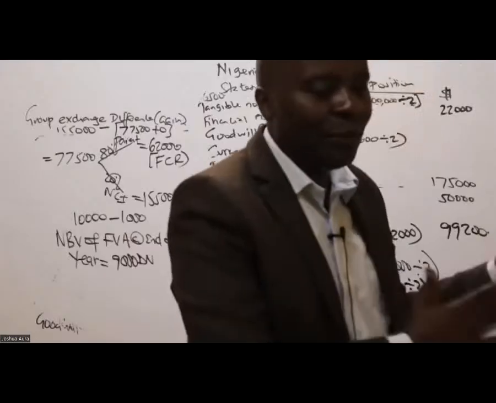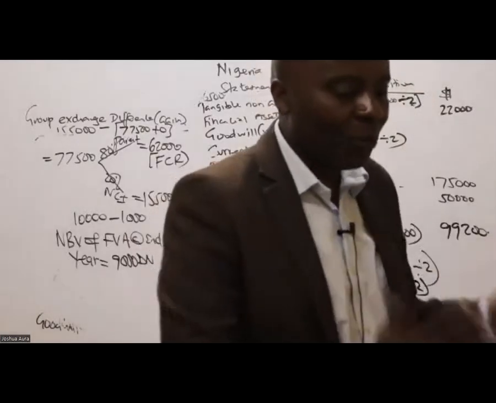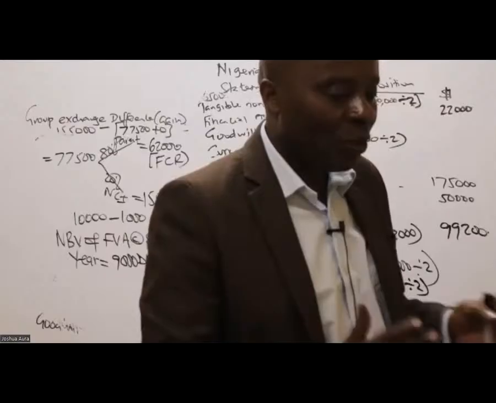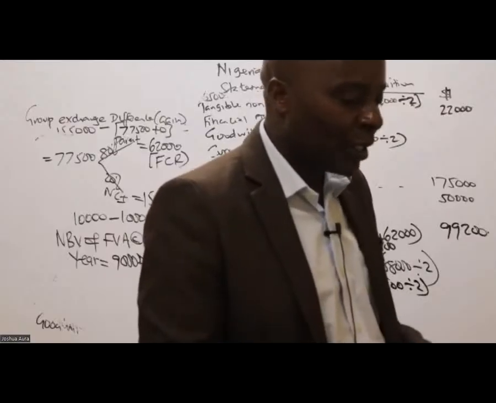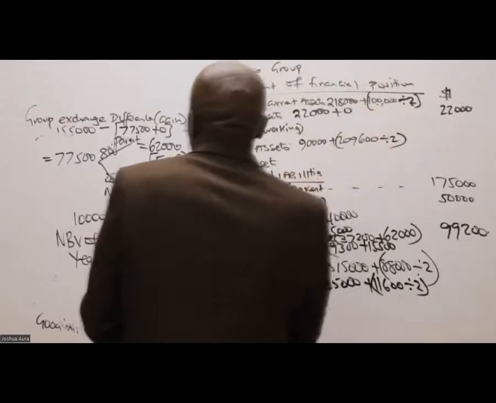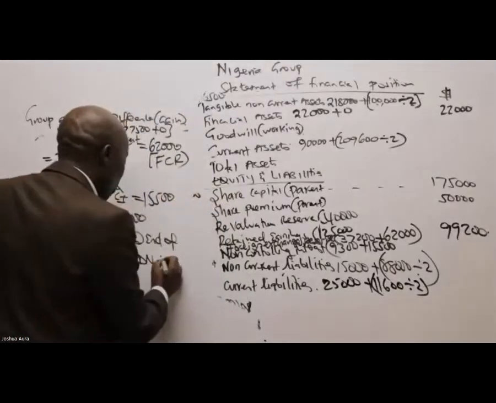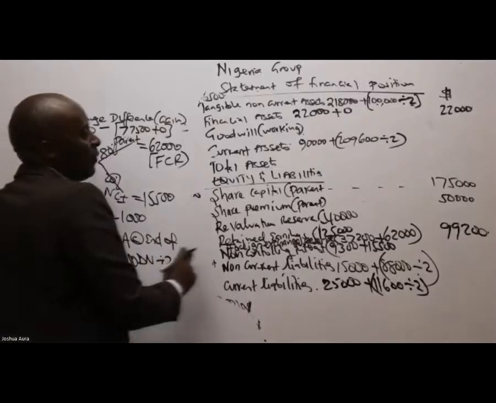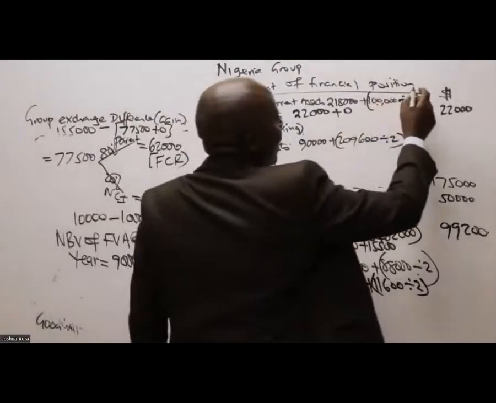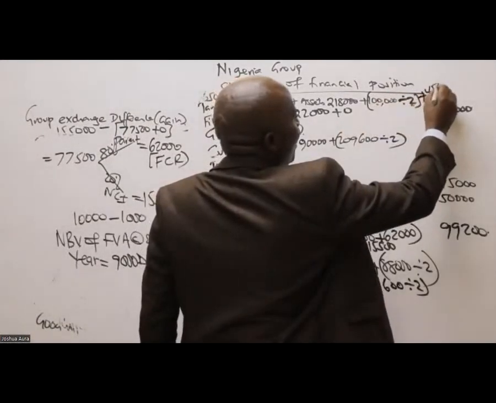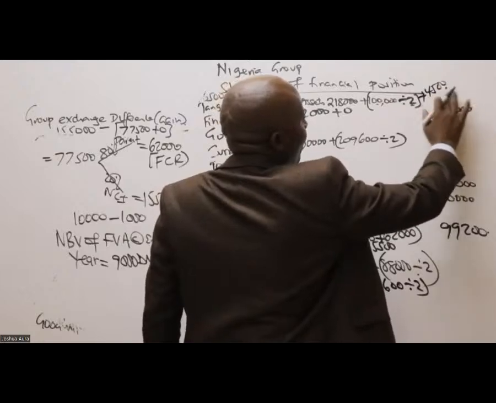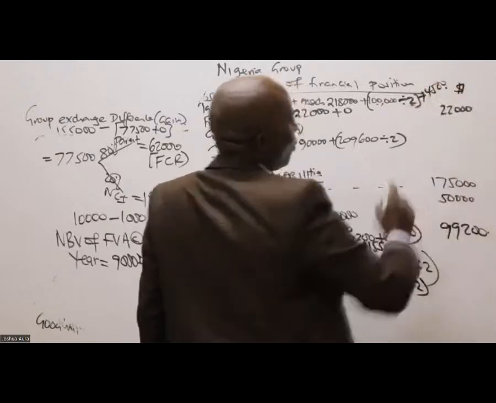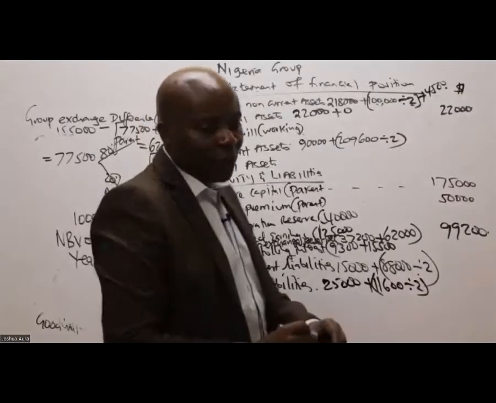Because it's net book value at the end, it should be 2. So could you kindly divide this by 2? So what are we getting here? This automatically will be 4,500. Please include this figure here, plus 4,500, and then give me an answer.